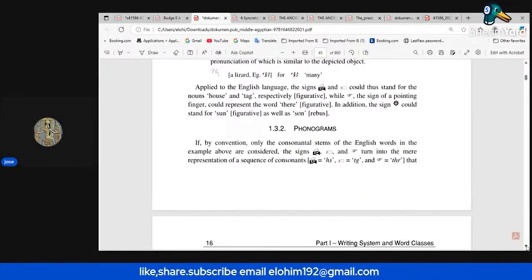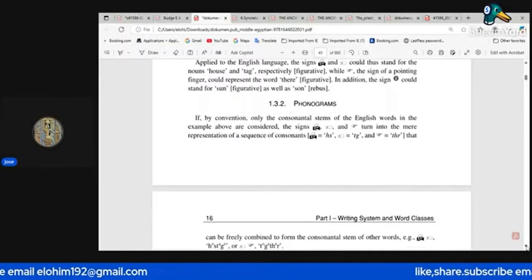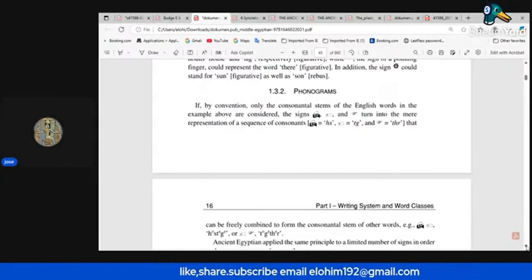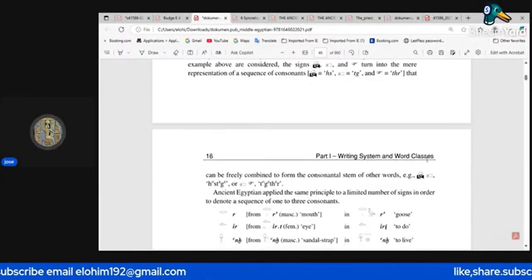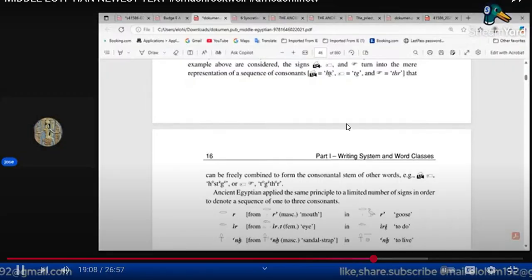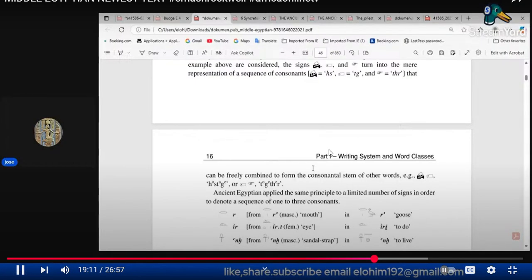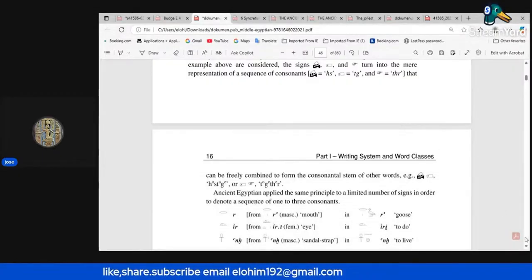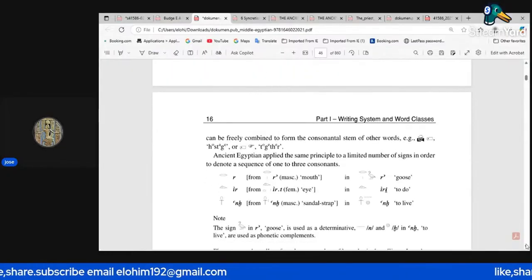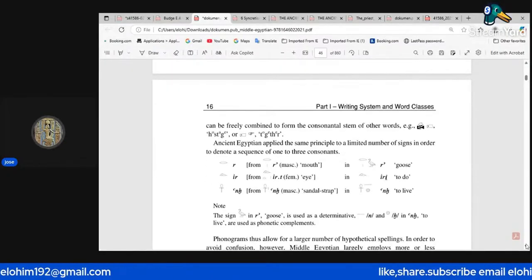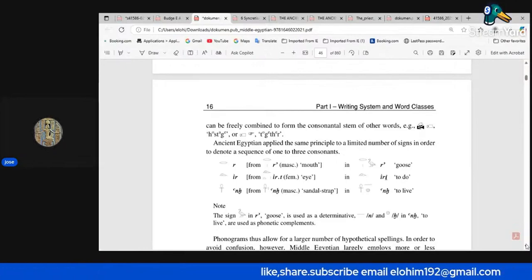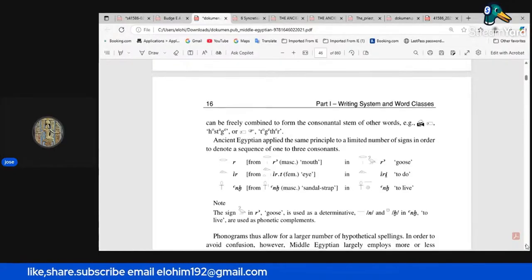Phonograms, by convention, only the consonantal stem for the English words in the example above are considered a sign, right, and turned into the mere representation of a sequential consonants. So here's the example here. Has and ta. That can be freely combined to form the consonantal stem of other words, e.g., has, ge, or hostage, or together.